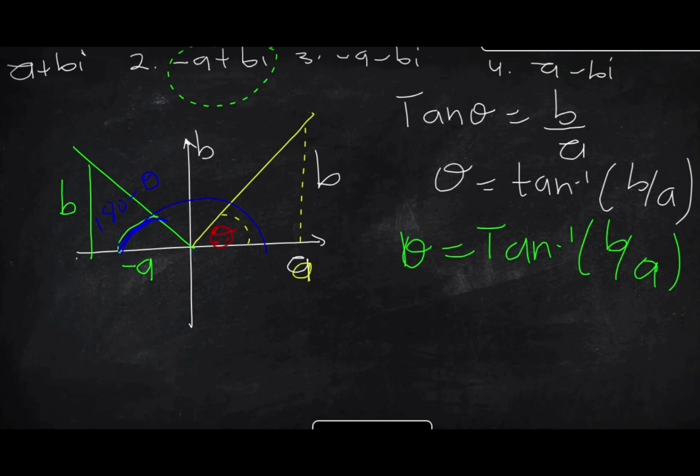Let's take the third example. When the real part is negative and the imaginary part too is negative, that means it lies in the third quadrant.